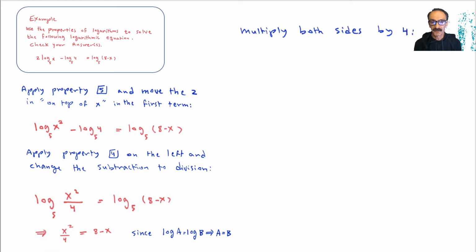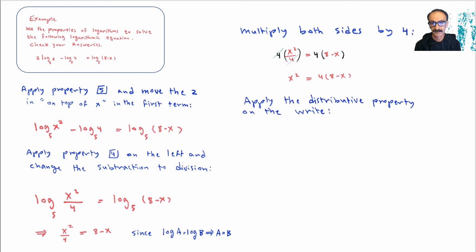Multiply both sides by 4 to get rid of the fraction on the left, and the 4 cancels from the left. On the right side, I'm going to apply the distributive property. 4 times 8 minus x becomes 4 times 8, which is 32, and 4 times minus x, and that is x squared equals 32 minus 4x.